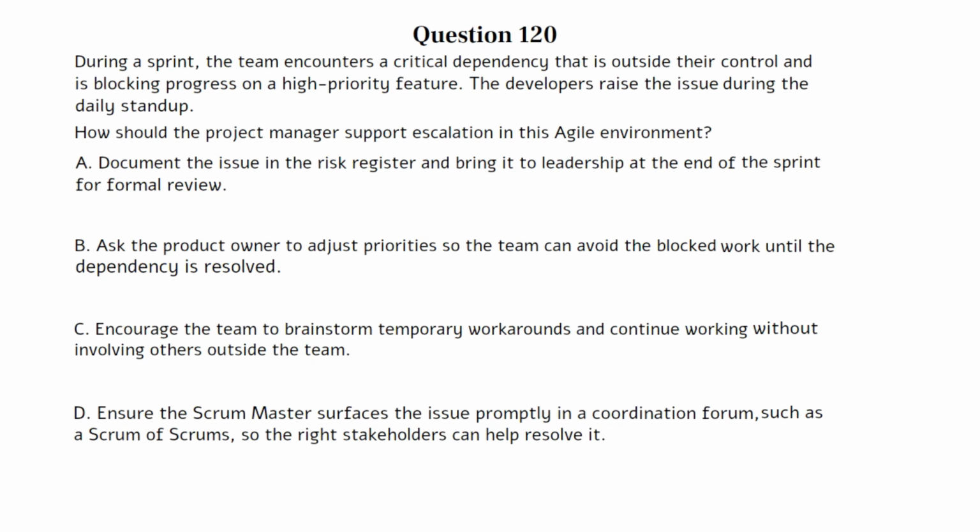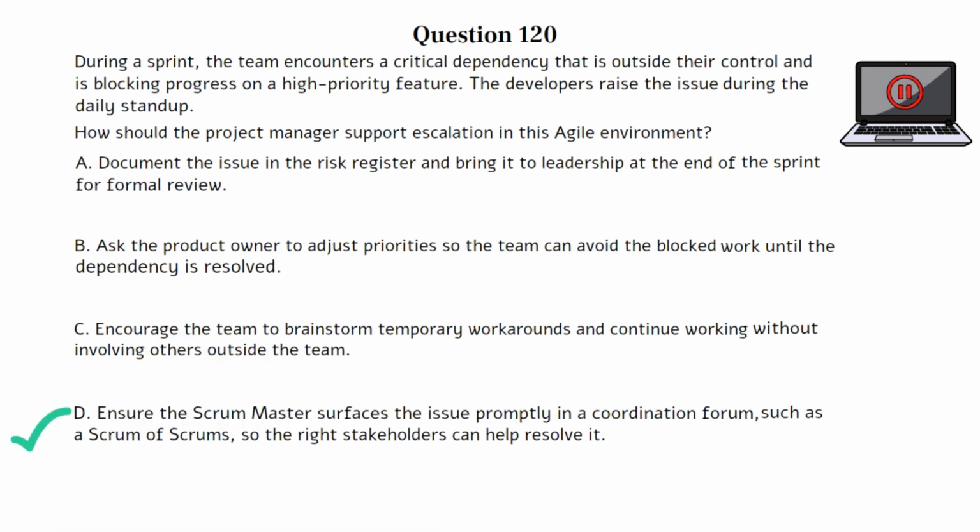A. Document the issue in the risk register and bring it to leadership at the end of the sprint for formal review. B. Ask the product owner to adjust priorities so the team can avoid the blocked work until the dependency is resolved. C. Encourage the team to brainstorm temporary workarounds and continue working without involving others outside the team. D. Ensure the Scrum Master surfaces the issue promptly in a coordination forum, such as a Scrum of Scrums, so the right stakeholders can help resolve it. You can pause the video here if you need more time to work on the question.